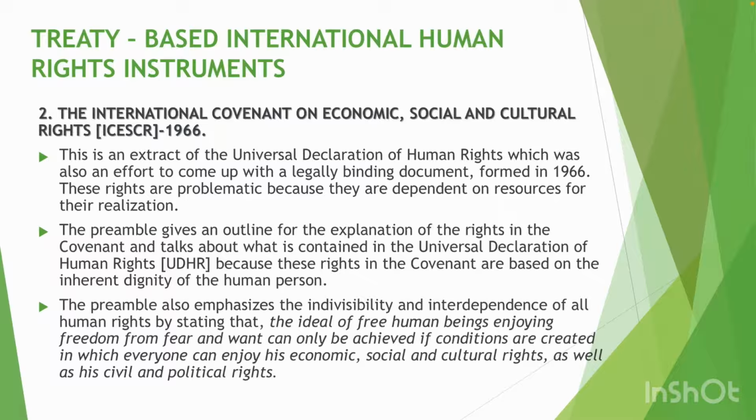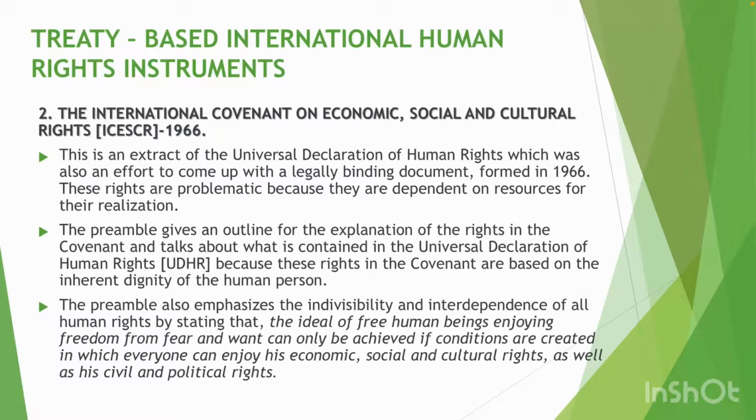We are now talking about the International Covenant on Economic, Social and Cultural Rights as one of the treaty-based international human rights instruments. This is an offshoot of the Universal Declaration of Human Rights, which was also an effort to come up with a legally binding document. It was formed in 1966. These rights are problematic because they are dependent on resources for their realization.